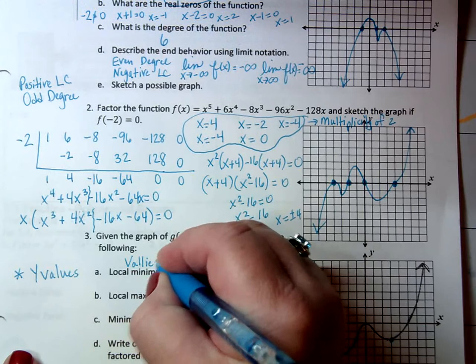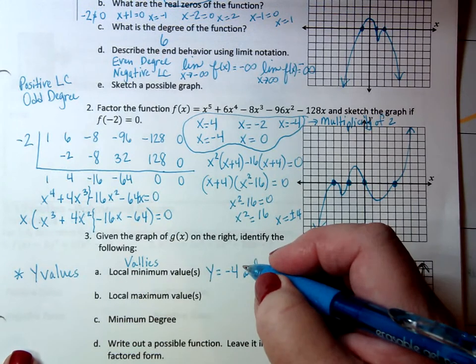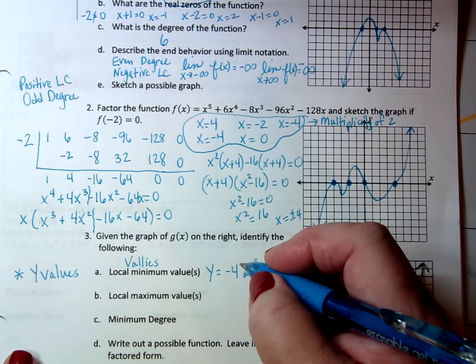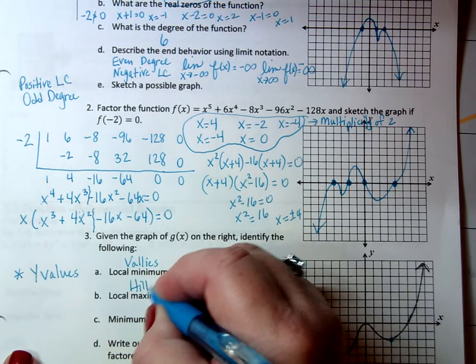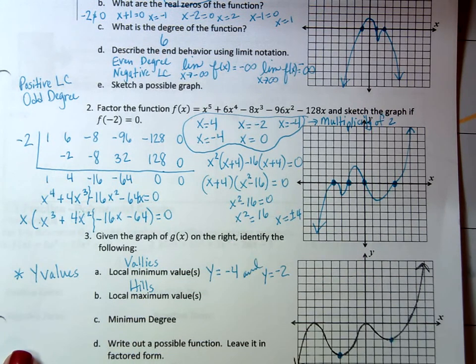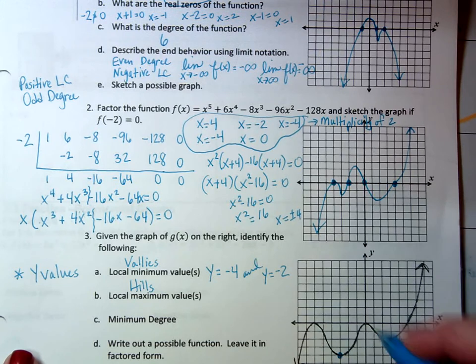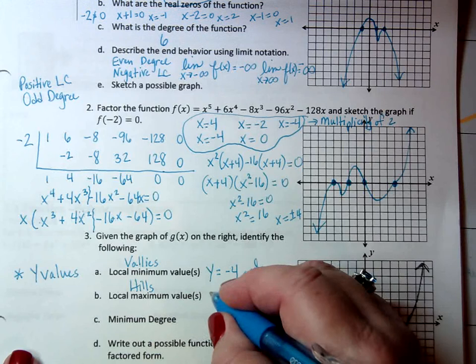How do you spell valley? I think that's right, right? Maximums are hills. So if I'm looking at where my hill is, oh, here's a hill. Its y value is 0, so this is at y equals 0. There are no other hills.